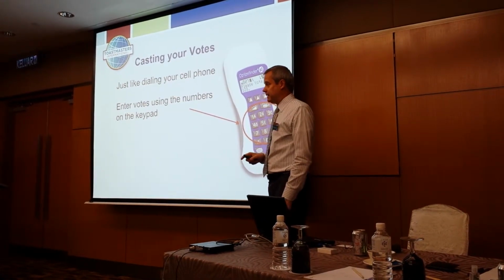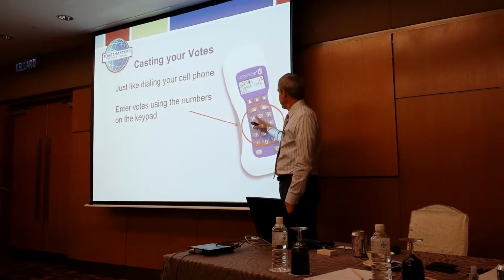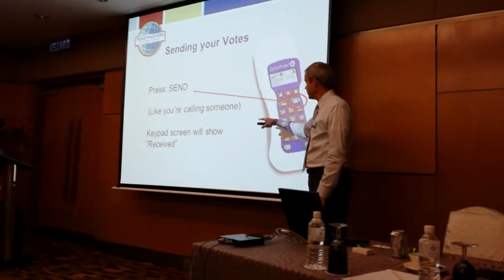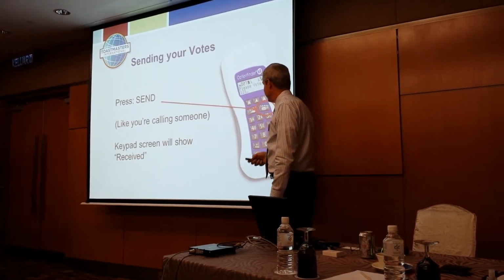Casting votes is just like dialing your cell phone. Enter the votes using the numbers on the keypad. If you want to cast 123 votes, press 1, 2, 3, and send. The keypad screen will show "received" so that you know your vote has been received.